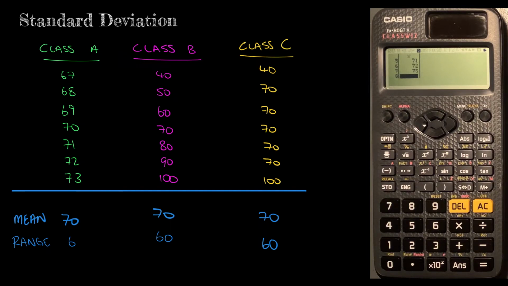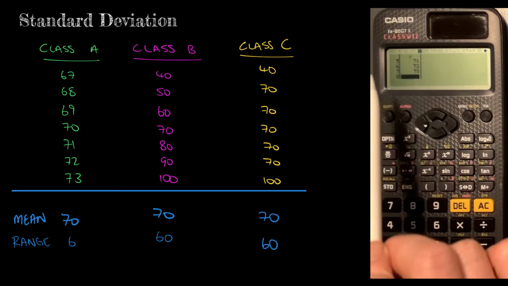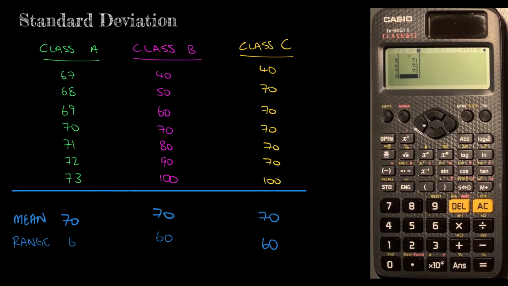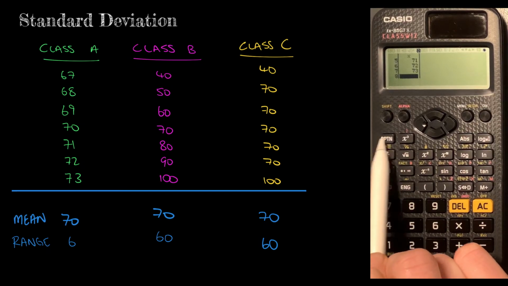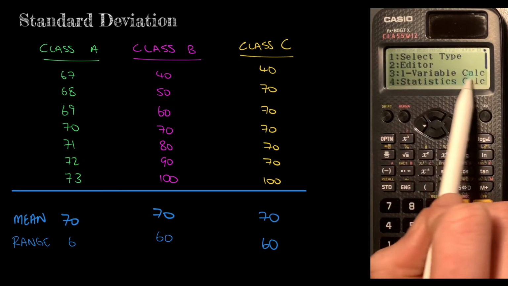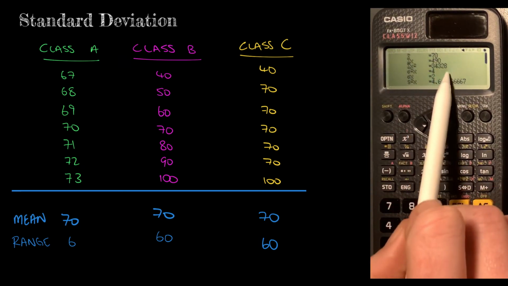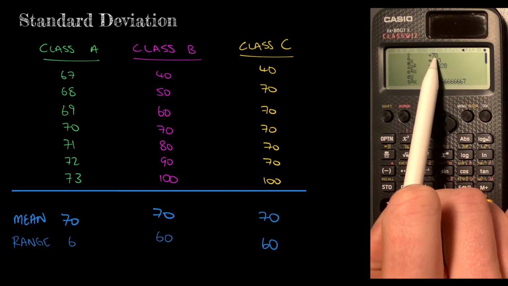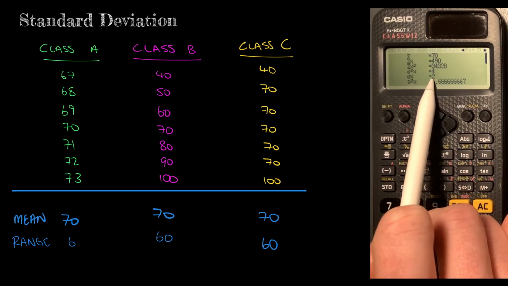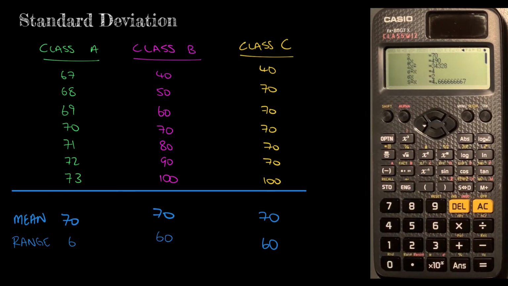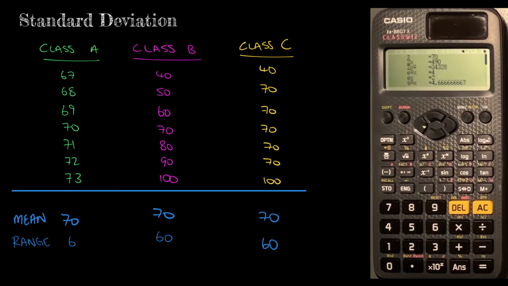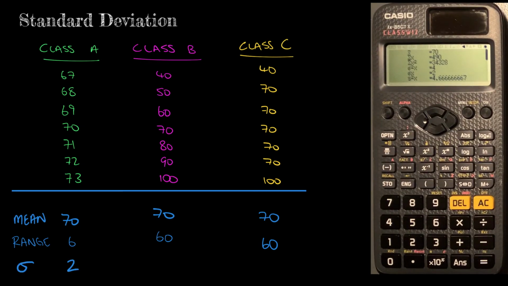So once I've done that, I now need to see all the information has been input. Now I need to get the calculator to calculate it. So press options, and then go to one variable calculations, which is option 3. And that will tell you all of this here. It'll tell us the mean of 70. It'll tell us the standard deviation of 2. So the standard deviation in this case, sigma, was equal to 2. So that was the standard deviation for class A.